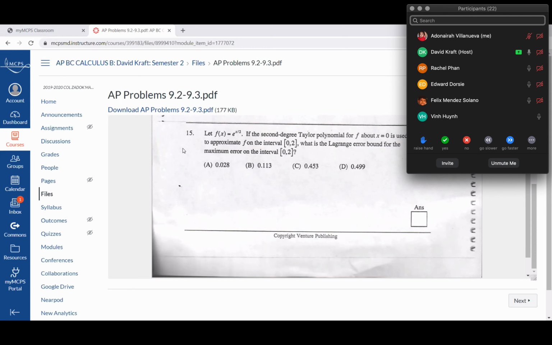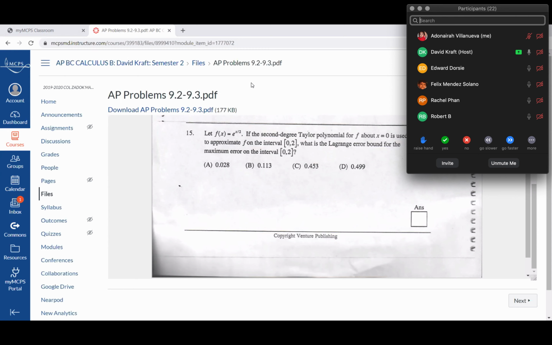So you're telling me I use the Lagrange error bound because it asks what is the Lagrange error bound, yes? Yeah. Now note that the interval is 0, 2. So what does that mean? The center is 1.